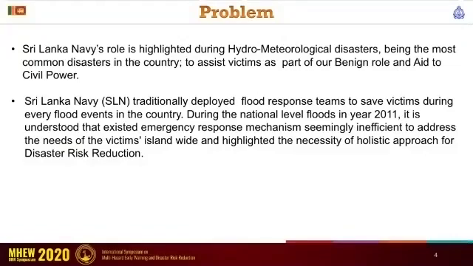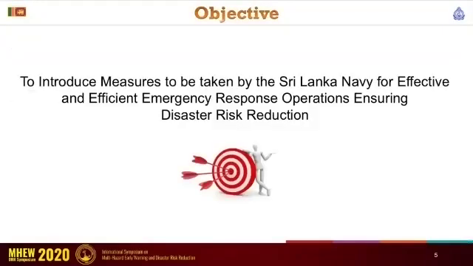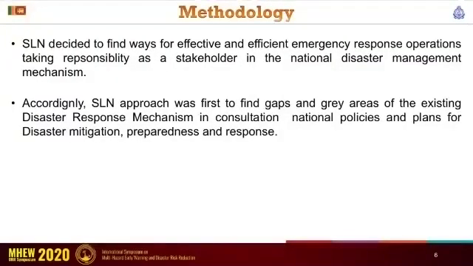However, during the national level floods in 2011, it was understood that the existing emergency response mechanism was seemingly inefficient to address the needs of the victims island-wide, and it highlighted the necessity of a holistic approach for disaster risk reduction. My objective was to introduce measures to be taken by the Sri Lanka Navy for effective and efficient emergency response operations, ensuring disaster risk reduction. Methodology: Sri Lanka Navy decided to find ways for effective and efficient emergency response operations, taking responsibility as a stakeholder in the national disaster management mechanism.